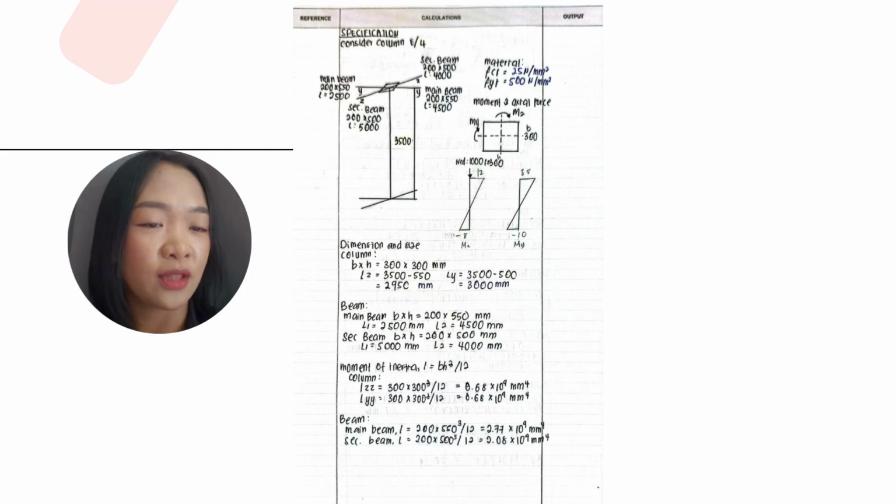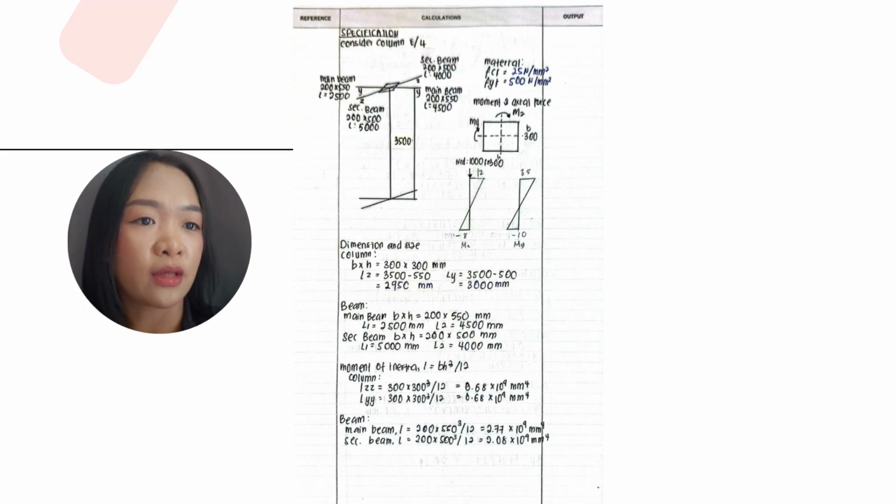I will start with the basic specification of the column. The column has a cross-section of 300 by 300 millimeters. The effective height is about 950 millimeters in the Z direction and 3000 millimeters in the Y direction after considering beam depth.